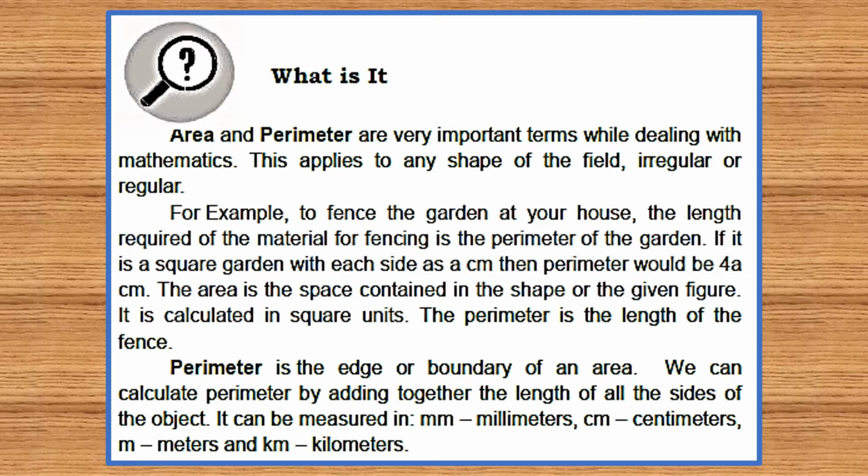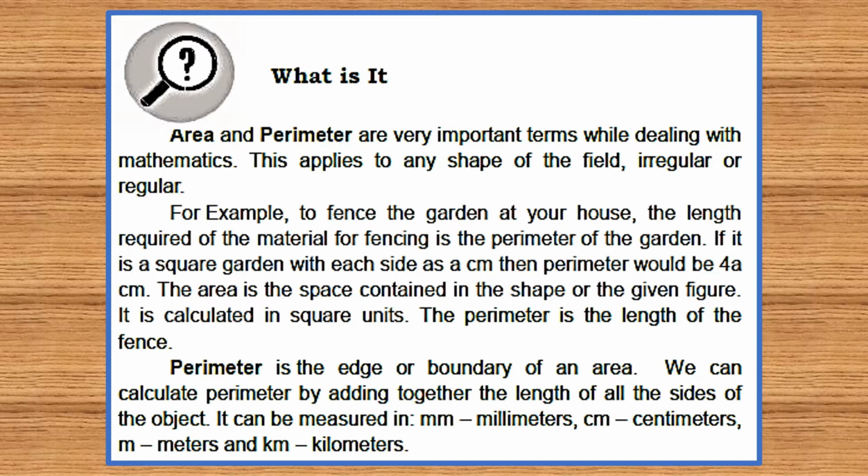Area and perimeter are very important terms while dealing with mathematics. This applies to any shape of the field, irregular or regular. For example, to fence the garden at your house, the length required of the material for fencing is the perimeter of the garden. If it's a square garden with each side as a centimeters, then perimeter would be 4a centimeters.